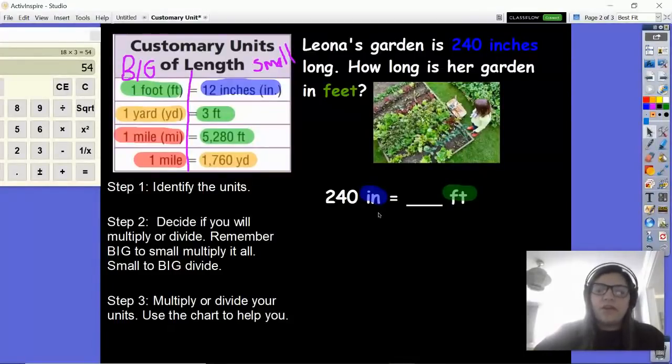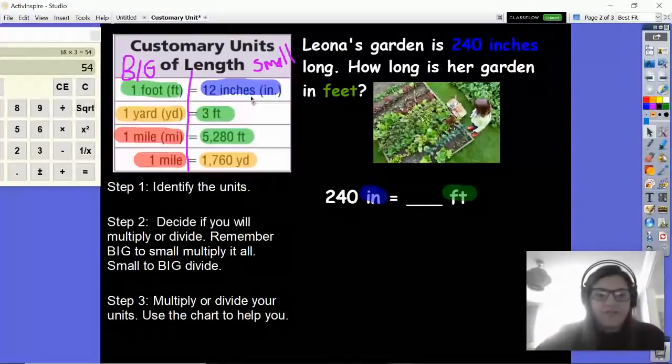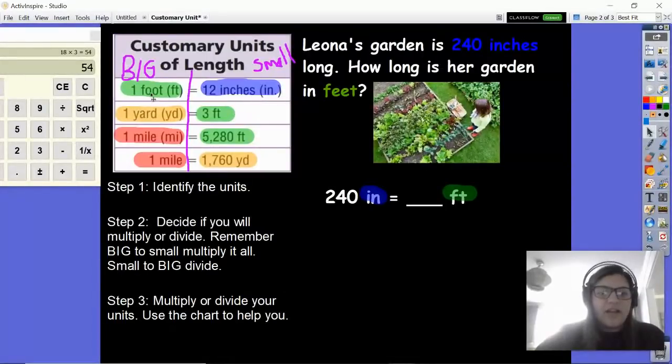So we know that we're comparing inches and feet. So I'm going to go up to my chart. I'm going to look at my first list here. 1 foot equals 12 inches. Am I comparing inches and feet? Yes, I am. It doesn't matter that the feet is first and the inches is second, and in the problem, the inches is first and the feet is second.